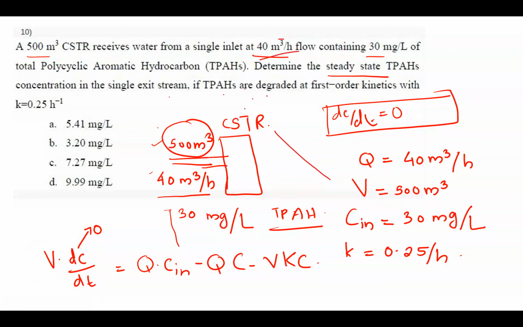Q we already know, it's 40. C in also we know, it's 30. Then what was the question? We have to calculate the steady state concentration in the single exit stream. That is C. Yes, C we have to calculate. We have V, we have the k constant. Then put these in this equation and find out the answer for C.